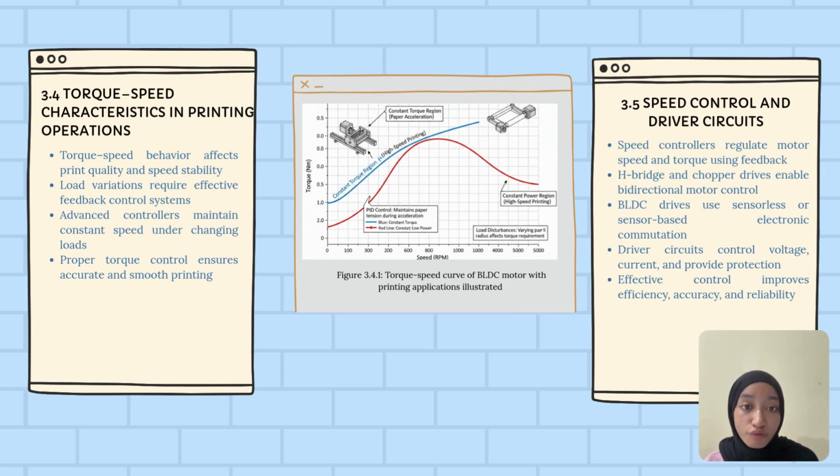Figure 3.4.1 illustrates the torque speed curve of a BLDC motor with printing application. Speed control and drive circuit. The speed controller regulates motor speed and torque using feedback. H-bridge and chopper drive enable bidirectional motor control. BLDC drive uses sensorless or sensor-based electronic commutation.